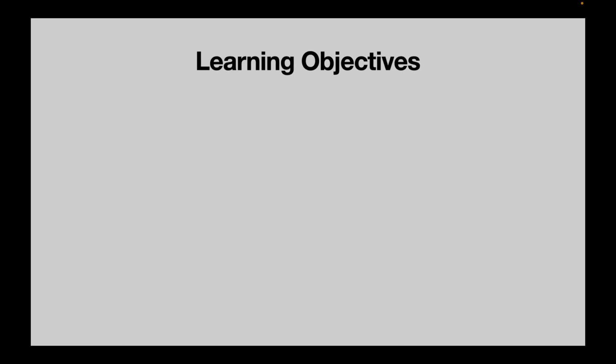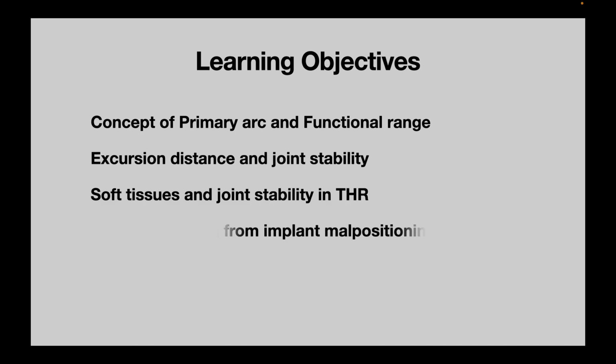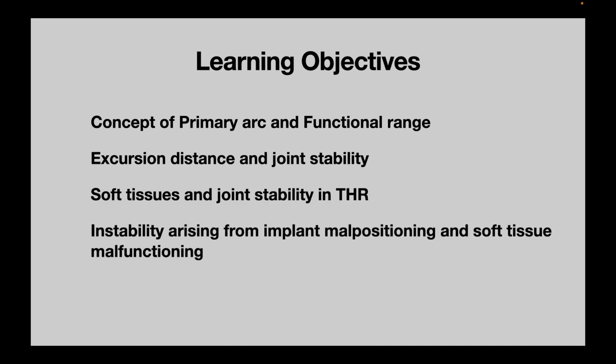In this video, we will learn about the factors responsible for joint stability in total hip arthroplasty. The learning objectives are concept of primary arc range and functional range, excursion distance in joint stability, role of soft tissues in joint stability in total hip replacement, and we will also see how implant malpositioning and soft tissue malfunctioning contribute to an unstable hip.